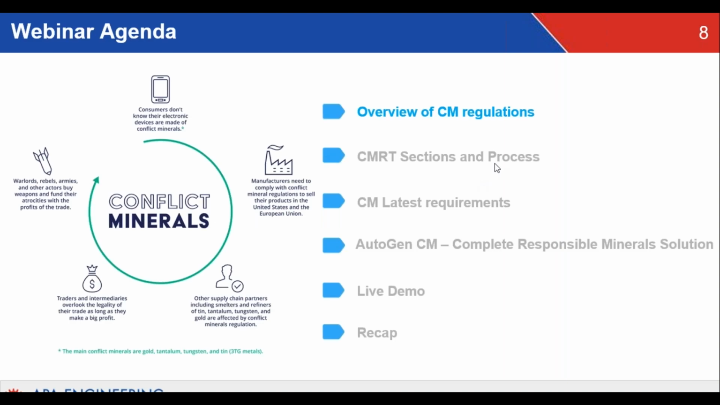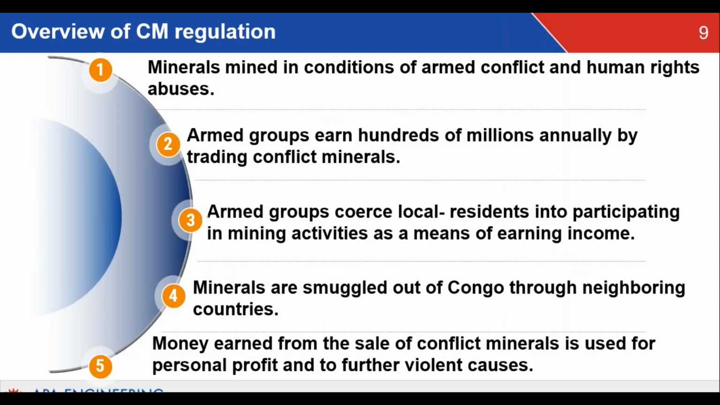And we are going to start with the overview of conflict mineral regulations. And there are a lot of reasons why conflict mineral regulations came into place. First of all, minerals were mined in conditions of armed conflict and human rights abuses. And all these armed groups, they earned a lot of money. They made a lot of profit by trading conflict minerals to other countries through their neighboring regions. And armed groups also forced most of the local residents into participating in mining activities, which was a source of income for them. And most of the minerals that were mined were smuggled out of Congo through the neighboring countries. And people who used all this profitable income not only used it for their own personal gain, but also used it to further violent causes.